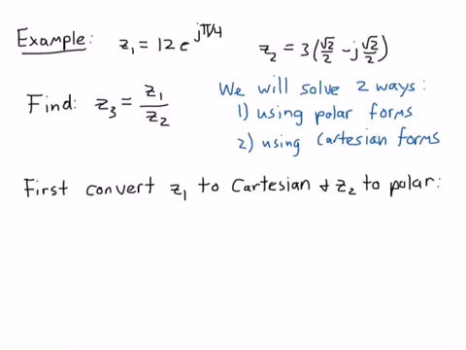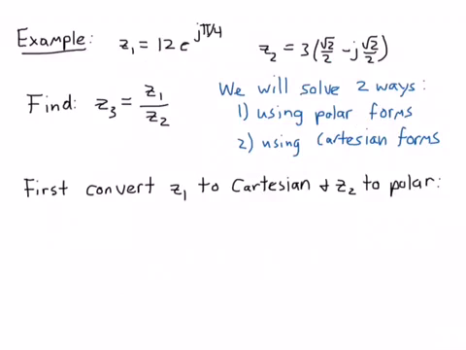Alright, so the example that we're going to solve today is to divide these two complex numbers, z1 and z2, and they're defined right here. So we're going to find another complex number, z3, which is z1 over z2. And we're going to solve this problem two different ways. We'll do it first using polar forms and then using Cartesian forms.